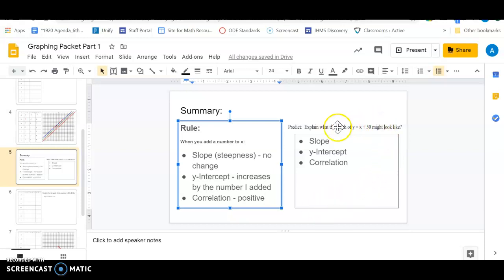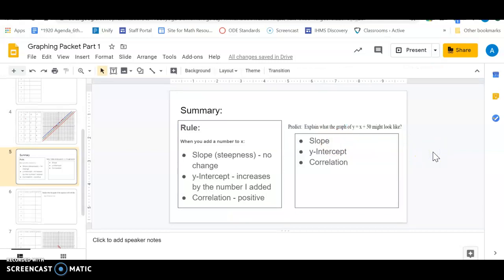So now it's your turn. Let's make a prediction. If you were to graph y equals x plus 50, what might that look like? So I want you to go ahead and pause and flip over to your slide presentation, and I want you to type in the slope, y-intercept, and correlation that you think you would get from y equals x plus 50. Okay, let's see how you did.